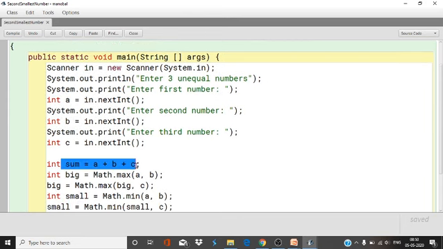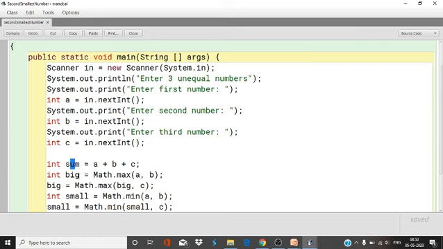Sum I have already calculated. Why? Because the minimum and maximum I will subtract. Suppose b is the minimum and a is the minimum, so I will subtract these two numbers. So what will we get? See, suppose b is the minimum and c is the maximum, so I will subtract these two. So what will we get? A. That's why first we got the sum.